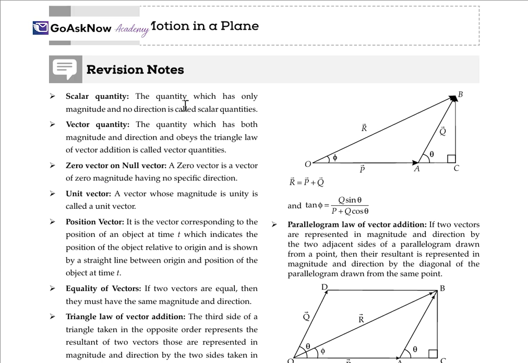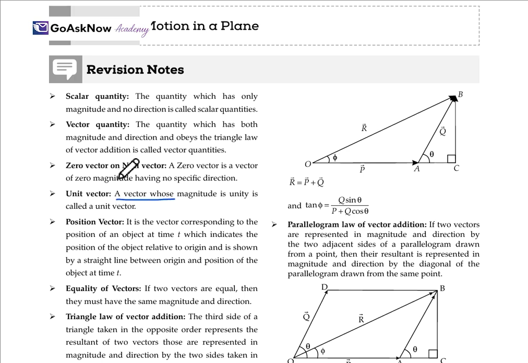So first, scalar quantity. The quantity which has magnitude, no direction is called a scalar quantity. Also, vector quantity: the quantity which has both magnitude and direction and obeys the triangle law of vector addition is a vector. A zero vector is a vector of zero magnitude having no specific direction. This is also called a null vector.